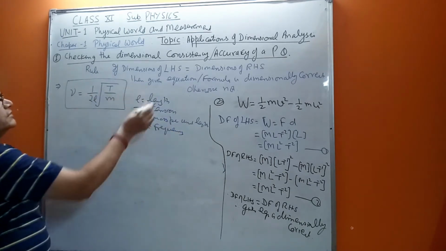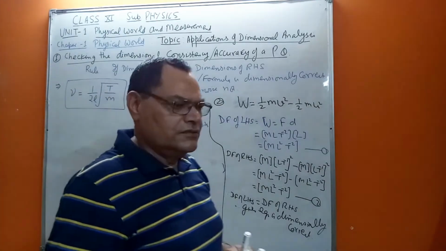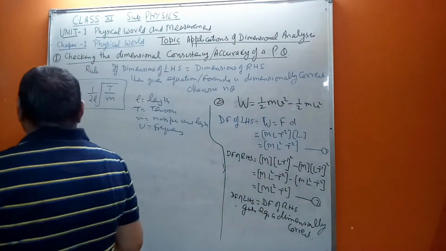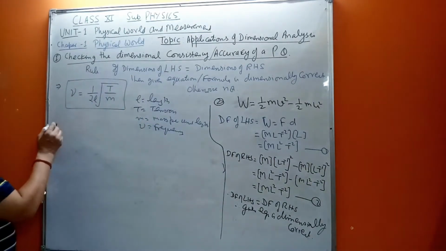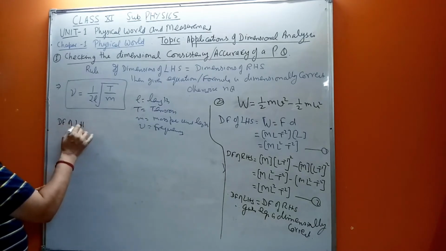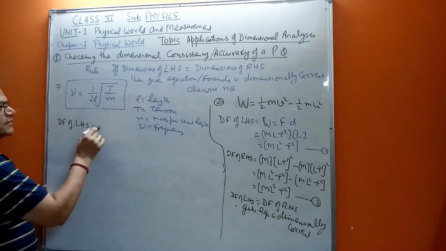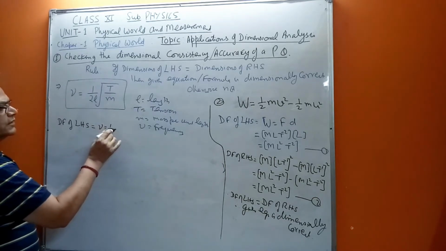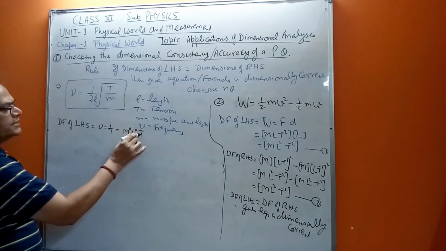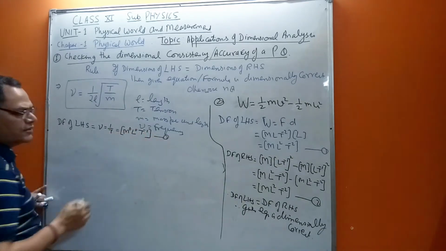So we have to again check the consistency of this equation dimensionally. Okay, so what are the steps? The same. So just write down the dimensional formula of LHS. As frequency is 1/T, the dimensions will be M0 L0 T minus 1. Put it as equation 1.